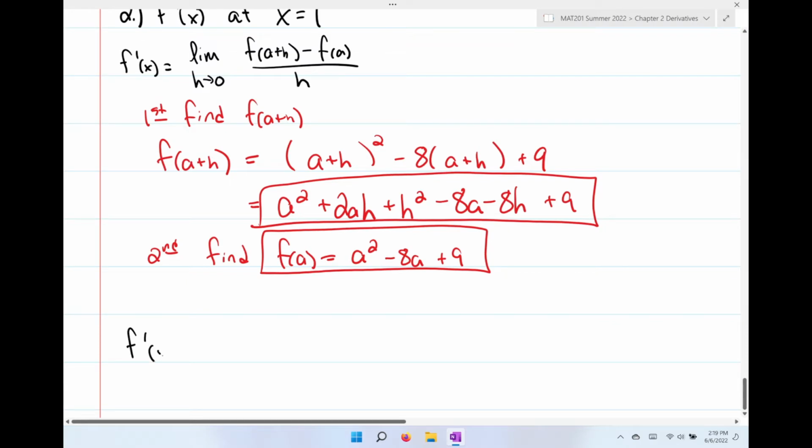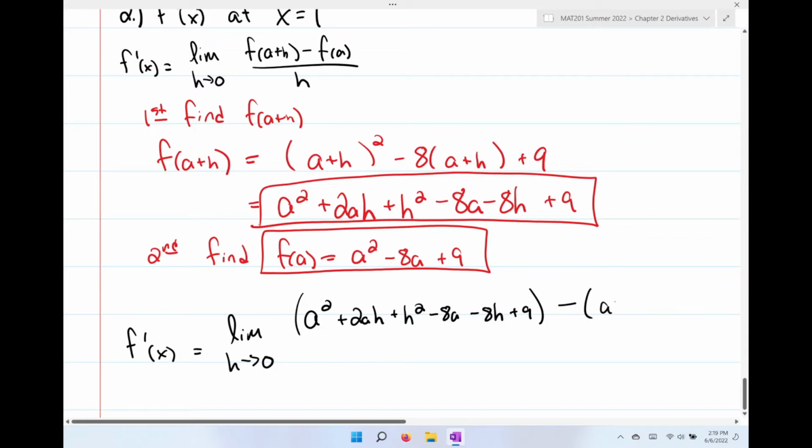Finally, our derivative is going to equal the limit as h approaches 0 of a squared plus 2ah plus h squared minus 8a minus 8h plus 9. So there's f of a plus h, minus 8 to the second minus 8a plus 9, and there is my f of a, all over h.